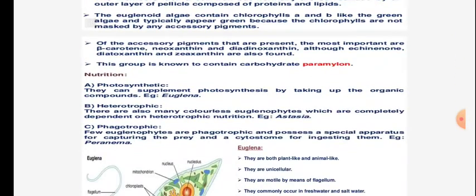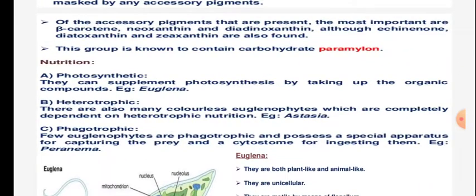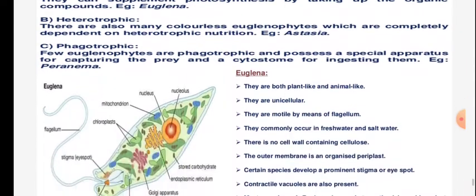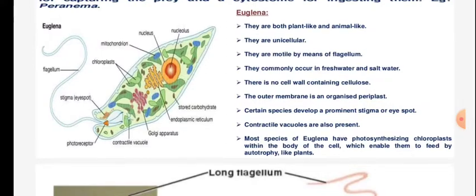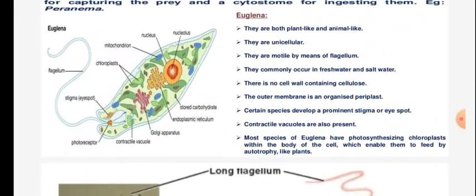In nutrition, photosynthesis is supplemented by taking up organic compounds. Then some are heterotrophic; they depend on nutrition from outside. Astasia is one genus, and there are also phagotrophic ones, which possess a special apparatus for capturing prey, a cytostome. An example is Peranema. So this is one of the diagrams for Euglena.